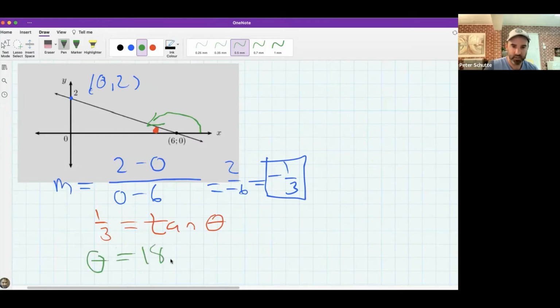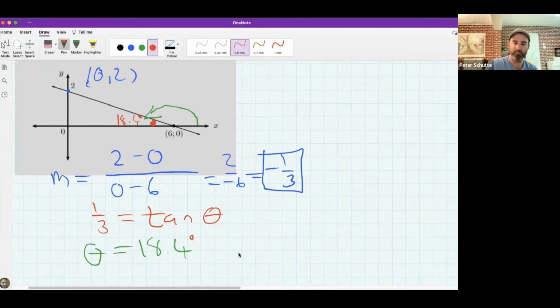Okay, you get 18.44 or 18.4 degrees. Perfect. Now we know that that is not correct. At the moment, you can see the angle of inclination is this big green one over here. What you figured out is what that little one is. But there's a simple thing you can do to figure out the big green one if you have the little one. What do I need to do, guys?